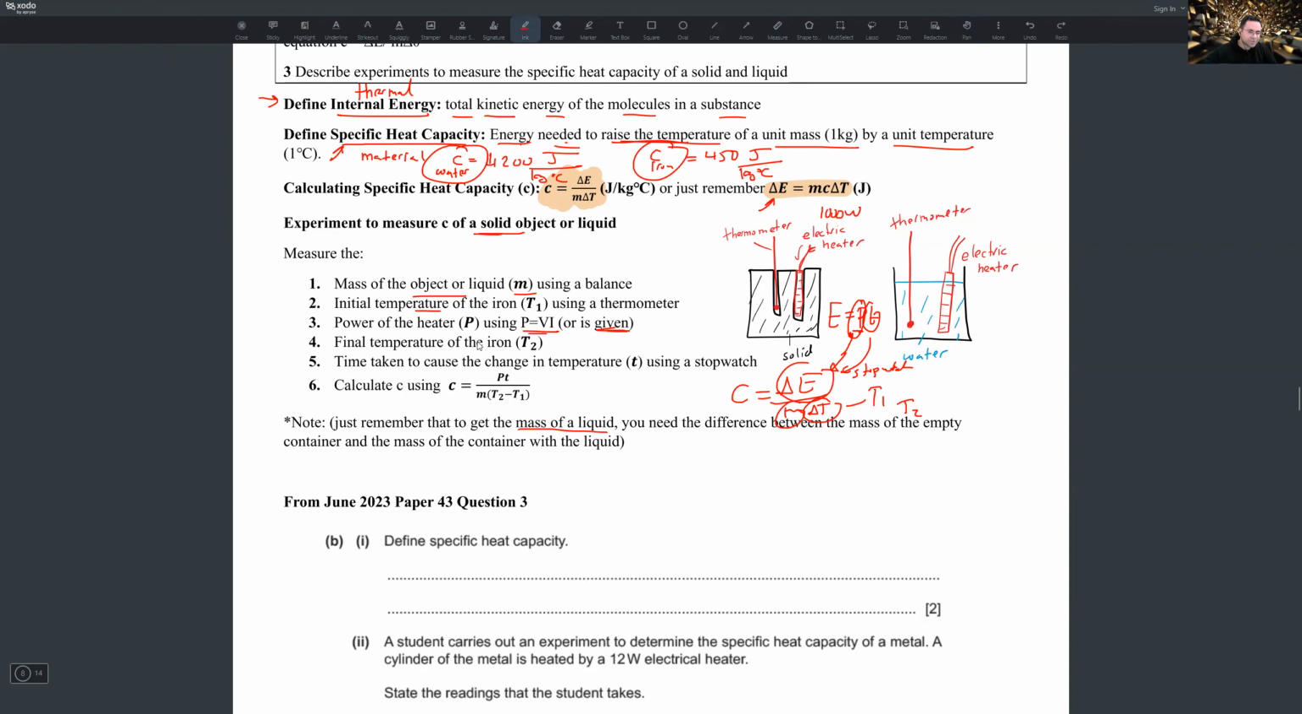Measure the initial temperature of the object. شغل الهيتر, measure the power, turn on the heater. Get the final temperature of the object, and measure the time taken to change the temperature. واحسب ال C. So it's all about just briefly describing how to measure every quantity in the equation.